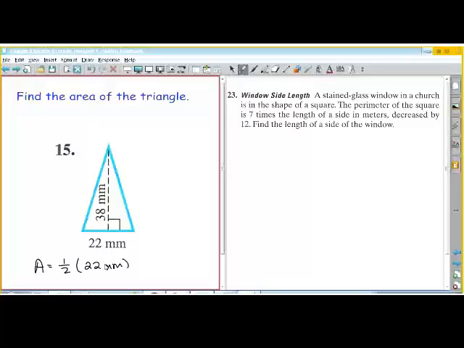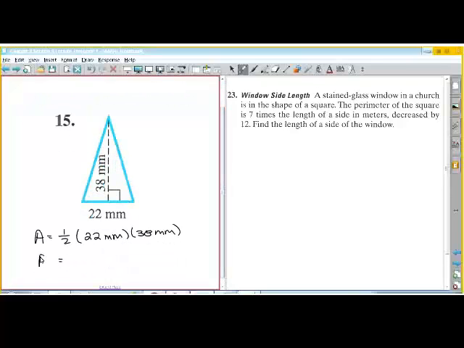1/2 the base times the height. What the other side lengths are, I don't really care, because all I'm doing is calculating the area. So I'll take 0.5 times 22 times 38, and I get 418 millimeters squared. So hopefully you don't find those difficult.